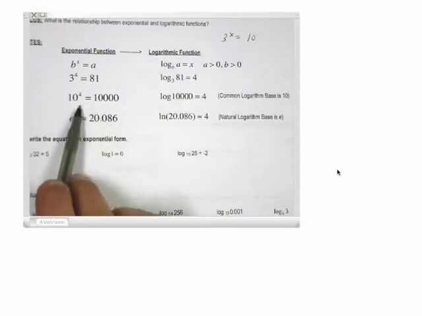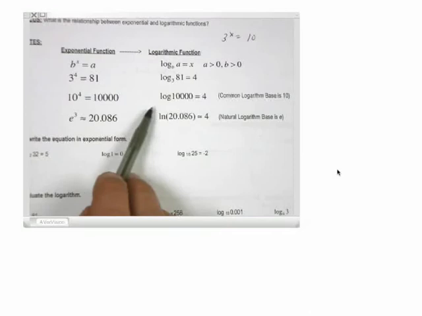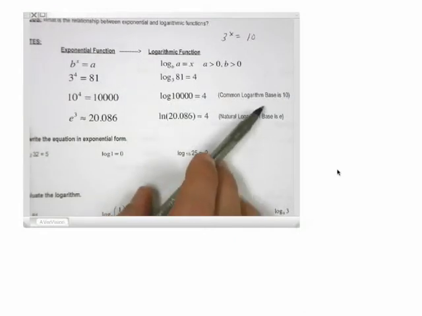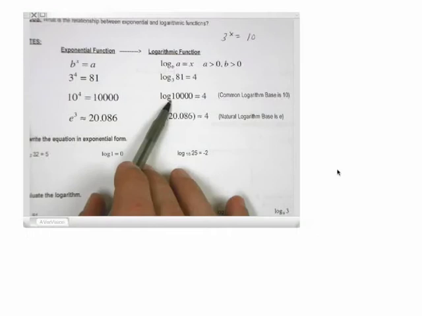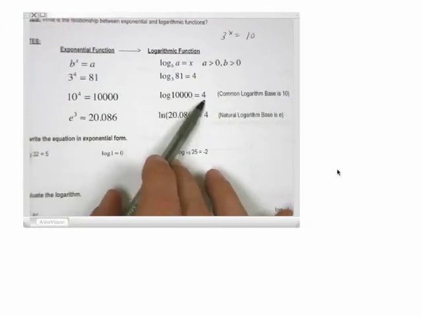Okay, so here's another one. We have 10 to the 4th equals 10,000. So 10 is my base, so that would become the base of my logarithm. Now notice it's not written in there, it's left blank. Base 10 for a logarithm is what we call the common logarithm. When your base is 10, you technically do not have to write it in. If it's not written in, we assume the base is 10. So on your calculator, when you hit the log button, it's assumed that the base of that log is 10. Then we have log base 10 of 10,000 is equal to 4.